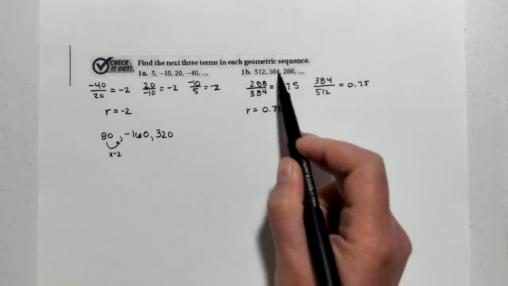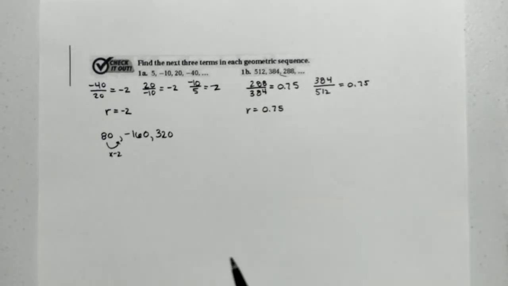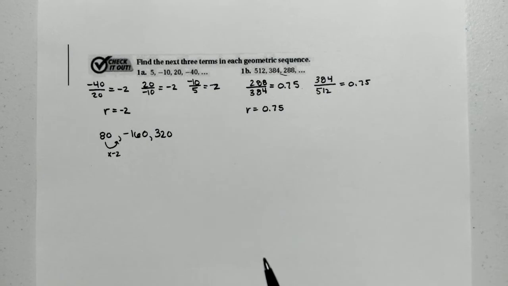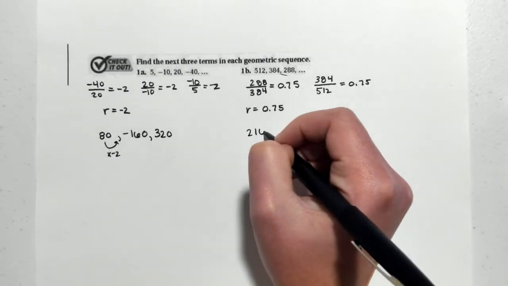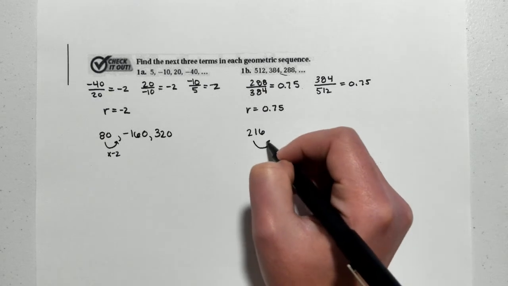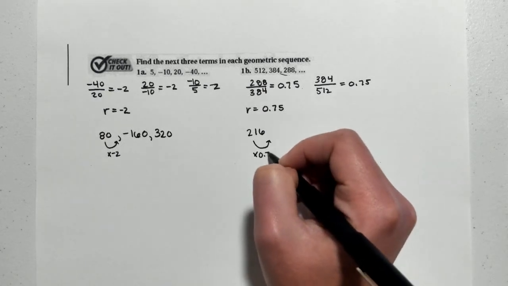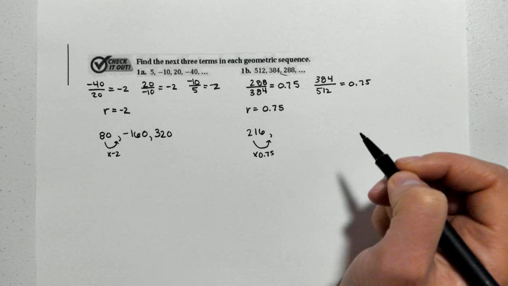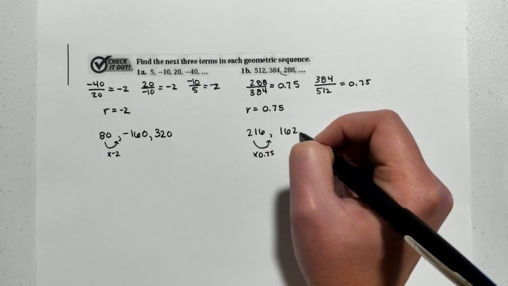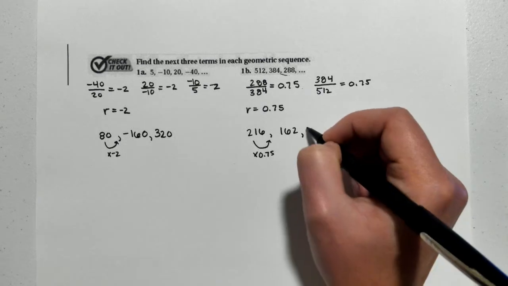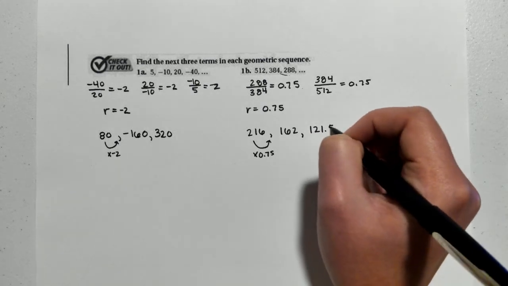So I'm going to start by taking 288, multiplying that by 0.75, and that's going to give me 216. I'm going to take this and multiply it by 0.75. 216 times 0.75 is 162. Times 0.75 again, I get 121.5.